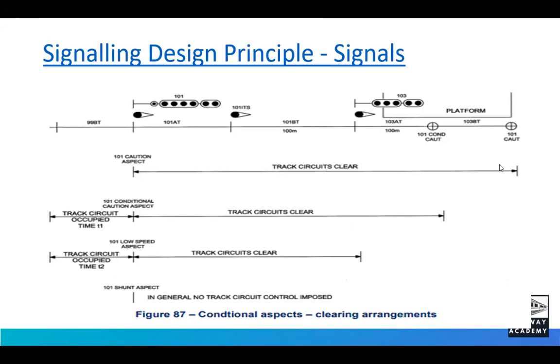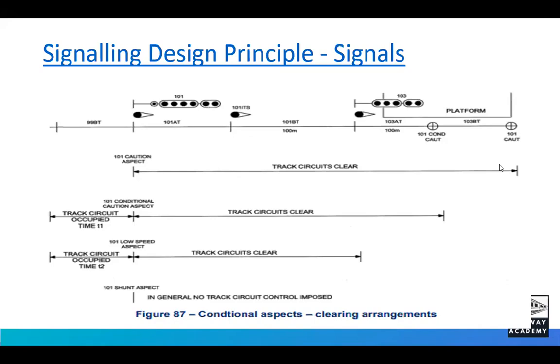So even if the signal is cleared, it will be showing the red aspect only. When the train strikes the approach track, the engine, the wheel, then after the set time delay, a timer will pick up, and only then will the signal go to the off aspect. Till such time it will not go.